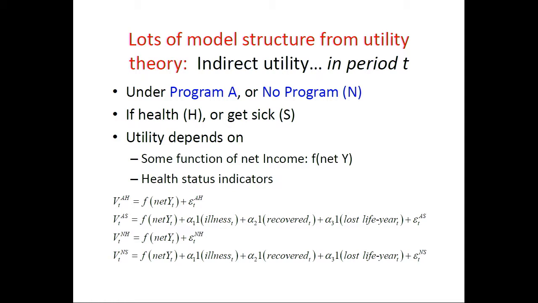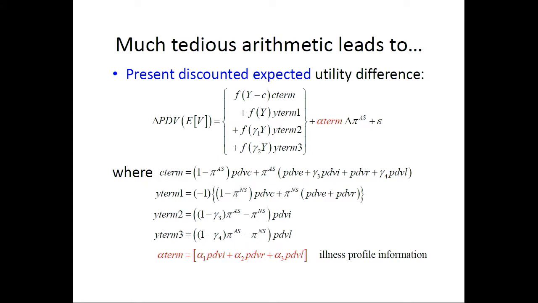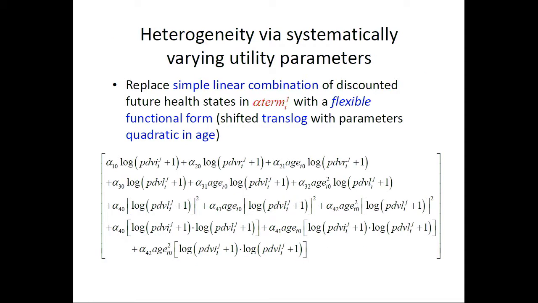So there are discounted sick years, discounted recovered years, discounted lost life years. And it all goes into the utility differences, and the key term down there is a thing called the alpha term. An alpha term can get pretty fancy when you use a flexible functional form, like basically a translog specification that adapts to whatever the people are telling you and their choices, their trade-offs might be.